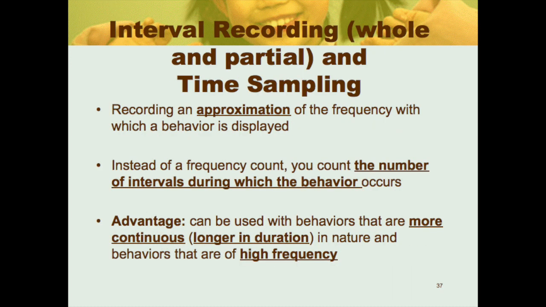Two additional observation recording systems are interval recording and time sampling. This allows you to record an approximation of the frequency in which the behavior is displayed. Instead of a frequency count, you count the number of intervals during which the behavior occurs. An advantage of this would be that it can be used for behaviors that are more continuous or longer in duration in nature and behaviors that are of high frequency.